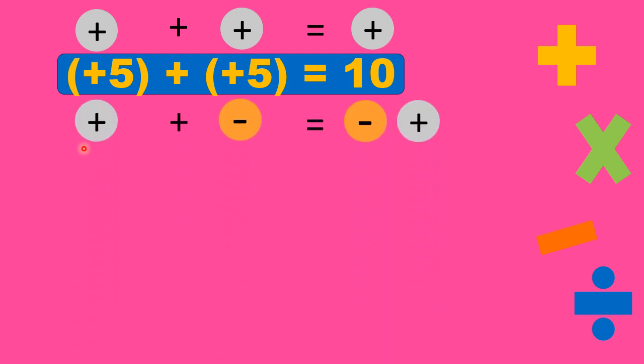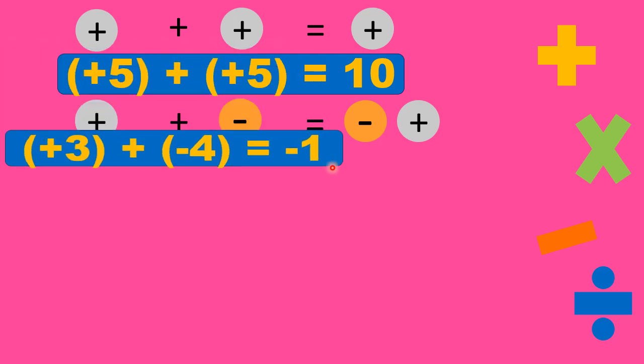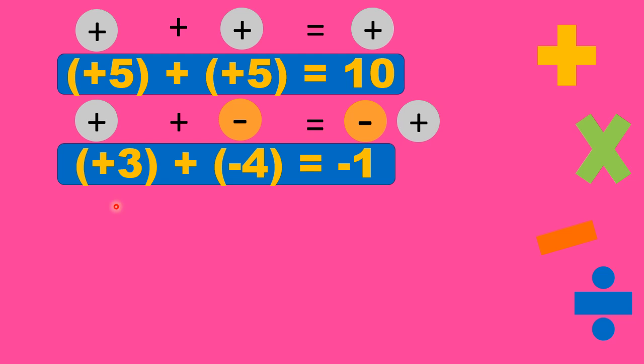The second case we have is addition of a positive and a negative integer. And the resultant integer in this case can be positive or it can be negative. Here we need to subtract the absolute values. That means 4 minus 3 is 1 and the sign will be of the greater absolute value, which is negative. So our result is negative 1 or minus 1.